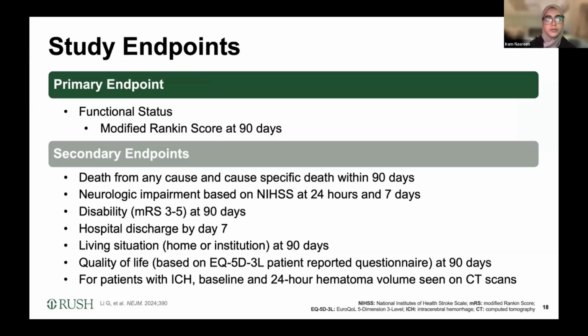For study endpoints, the primary endpoint was looking at functional status, which was defined as based on modified Rankin score at 90 days. And for secondary endpoints, they were looking at death from any cause and cause-specific death within 90 days, neurologic impairment based on NIHSS at 24 hours and 7 days, disability, which was defined as a modified Rankin score of 3 to 5 at 90 days, hospital discharge by day 7, living situation, whether they were at home or an institution at 90 days, and then quality of life based on the EQ5D3L patient-reported questionnaire at 90 days. And then for patients with ICH, they also looked at baseline and 24-hour hematoma volume seen on CT scans.